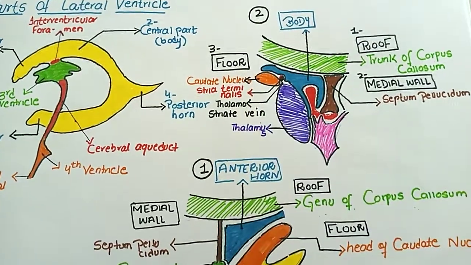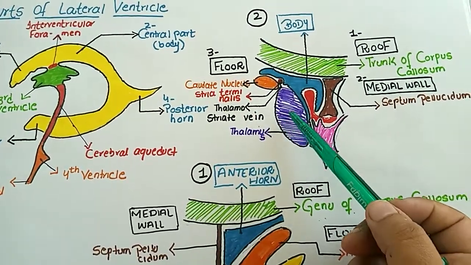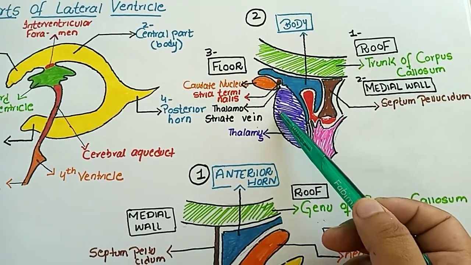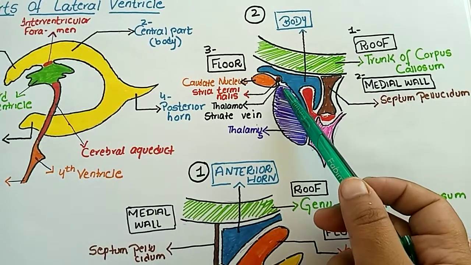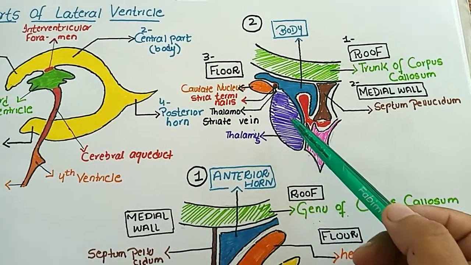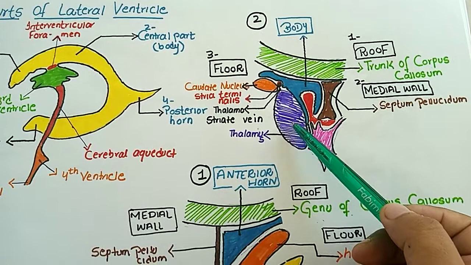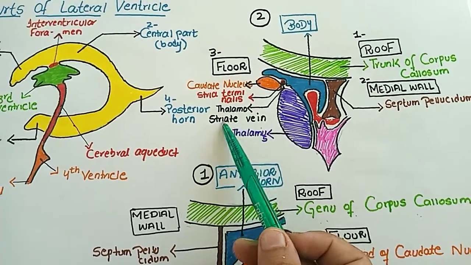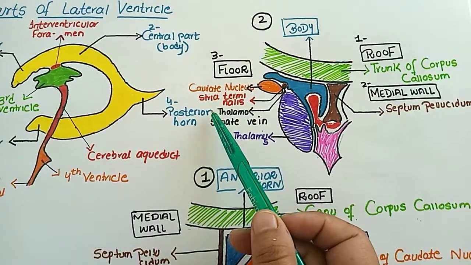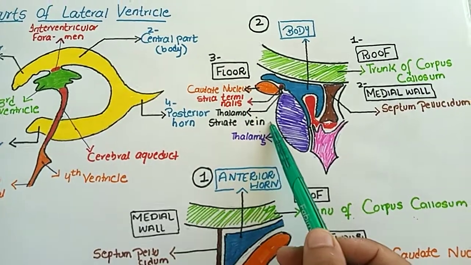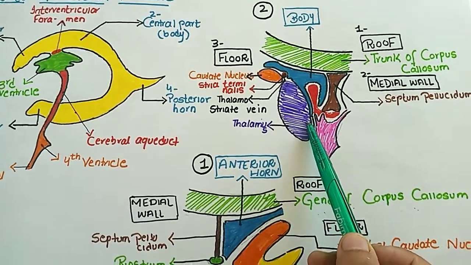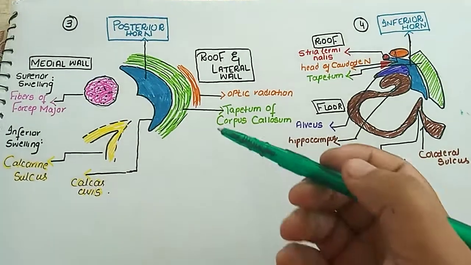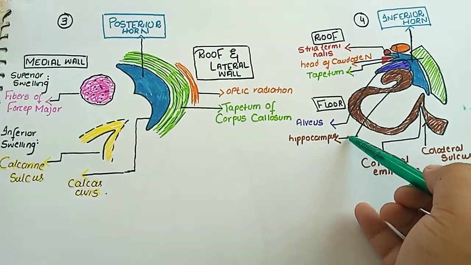And as we know, the thalamus is present at the lateral side of the third and the lateral ventricle, so the thalamus will form the floor of the body of the lateral ventricle, and the vein known as the thalamostriate vein will pass through the floor of the body of the ventricle.